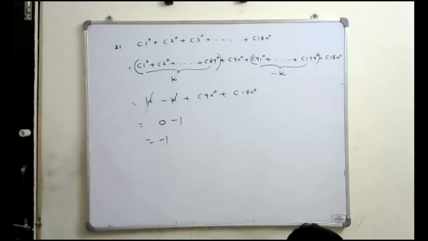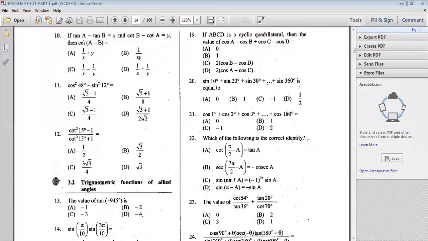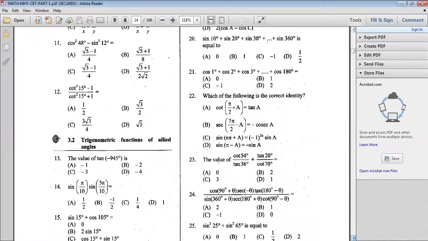Next, look at the next problem. 22nd problem. Once observe this. Which of the following options are correct? First option, look. Cot of pi by 2 plus a is equal to tan a. Is it correct?